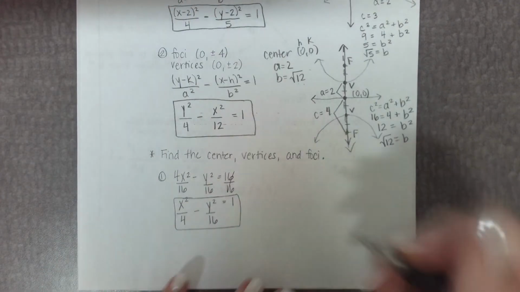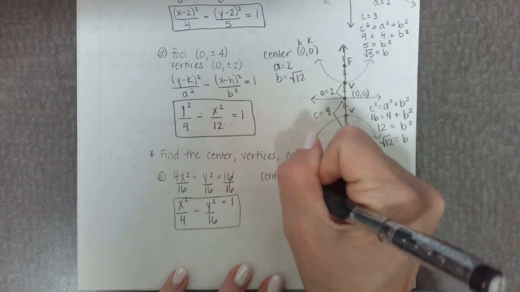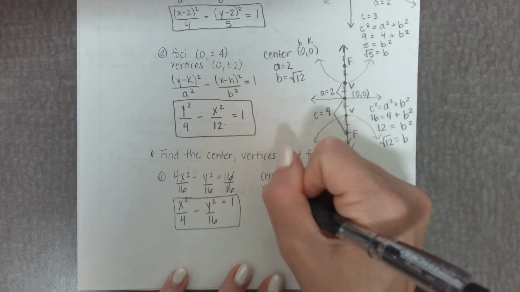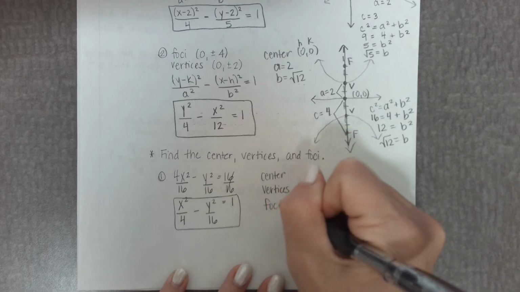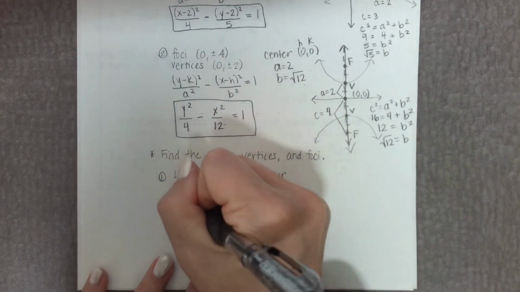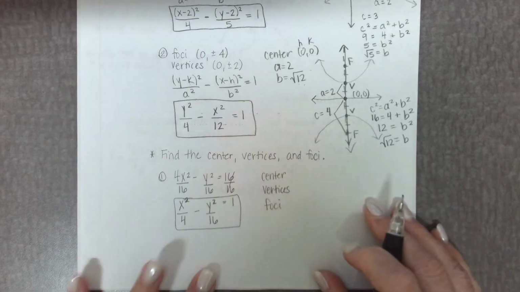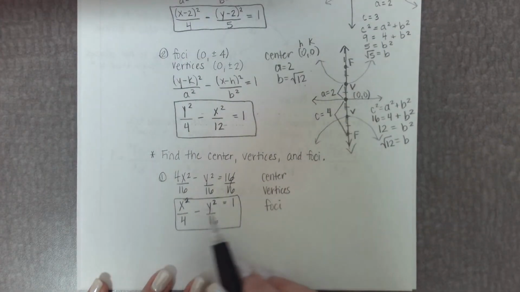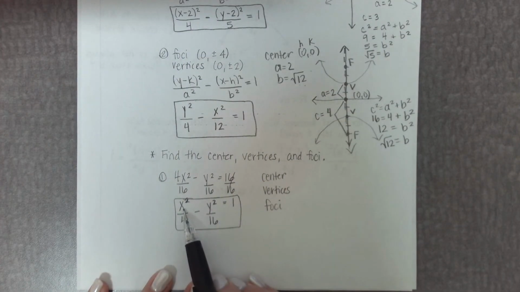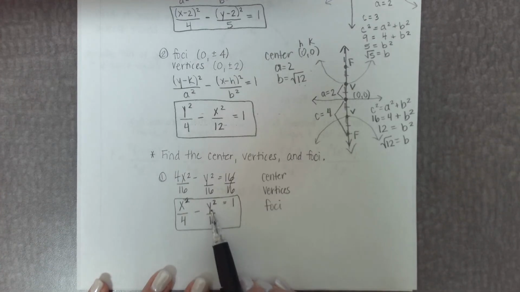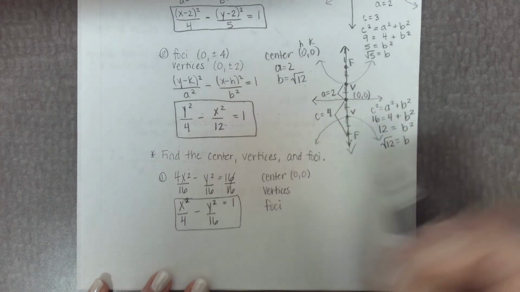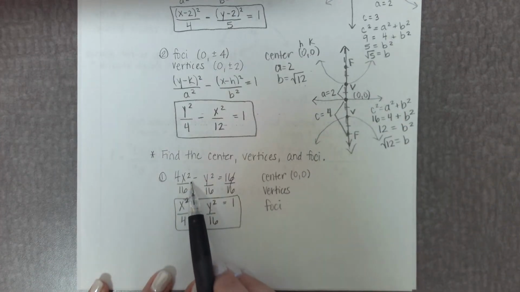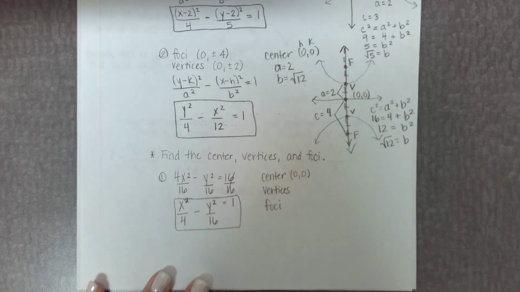Okay, from there, can we find the center? Can we find the vertices? And can we find the foci? Okay, so the center is easy to identify. The center is your h and k values that you're subtracting from your x and your y. And since there's nothing being subtracted from your x and your y, your center is obviously at the origin, 0, 0. And you'll know that from the beginning because there's an x squared term and a y squared term, but no x term or y term.